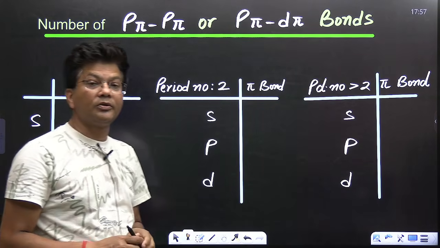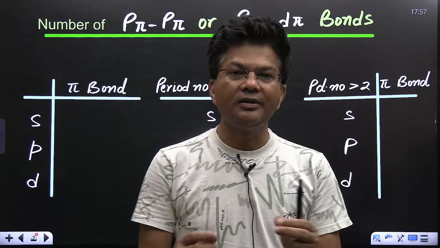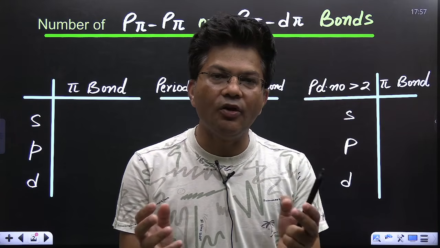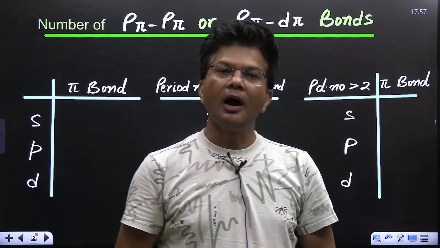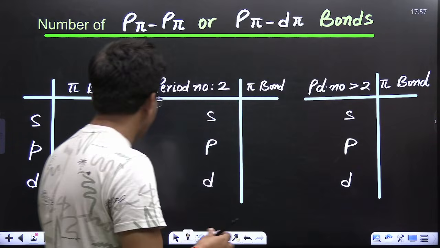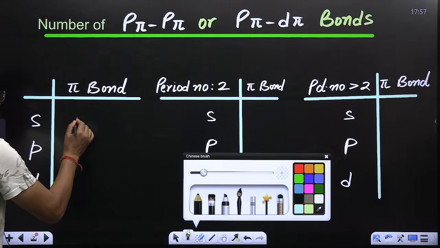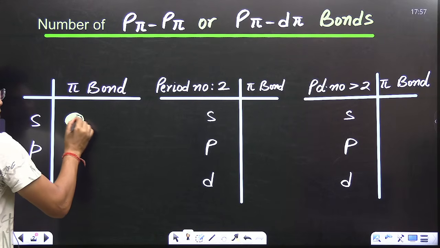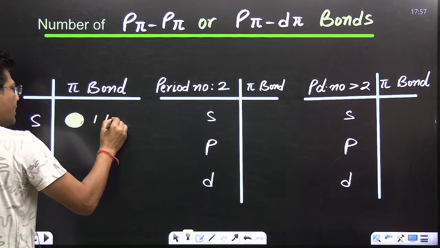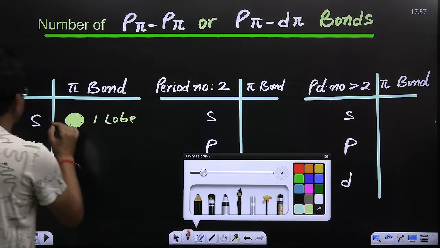If I talk about the first period, the first period has two elements and that involves filling of the s orbital, and an s orbital can never form a pi bond. Why can't an s orbital form a pi bond? Let me tell you. An s orbital is always spherical. There is only one lobe, and one lobe means it can never form a pi bond.